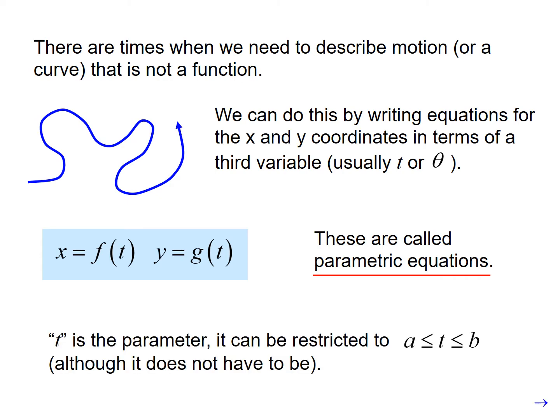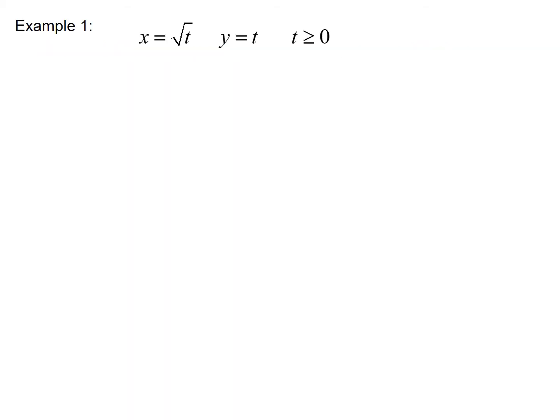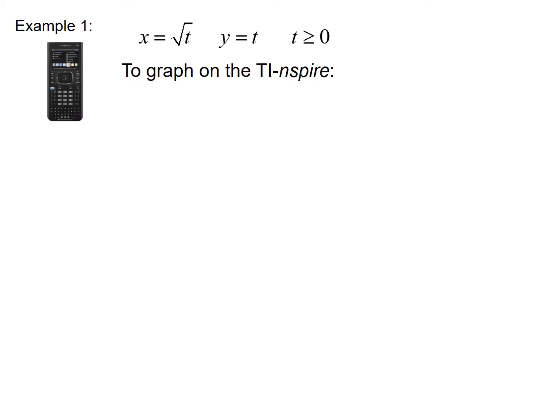And we'll often restrict the parameter to be between two numbers, call them a and b. This doesn't have to be the case, but it's often the case. So let's take a look at these parametric equations right here. X equals root t, y equals t, for values of t greater than or equal to 0. We'll take a look at how we can deal with these on the calculator.